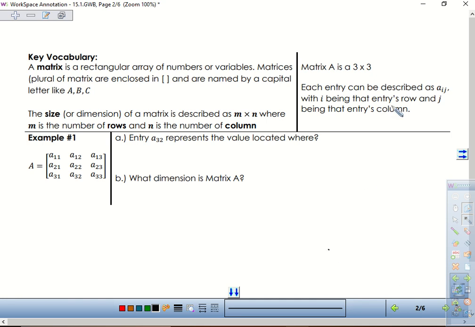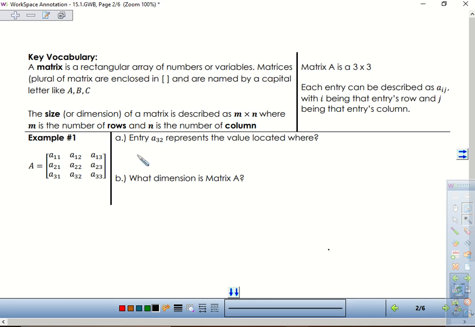Each entry can be described as a, and then ij, where i is the entry's row and j is the entry's column. So let me explain what I mean by this. Do you see this basic matrix here that is 3 by 3? Each of these numbers represents the position that it's in in the matrix. Do you see how all of these have the first number being 1, all of these have the first number being 2, and all of these have the first number being 3? That indicates the row that it's in, okay? The second number indicates the column that it's in. So first column, second column, third column. And we will use this notation to tell you which entry I'm looking at, okay?